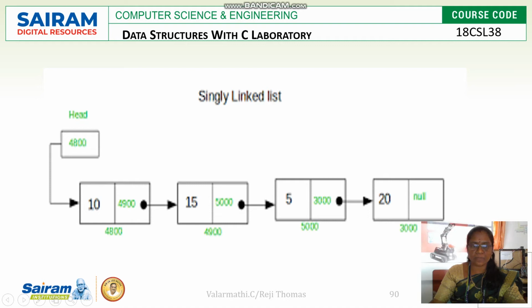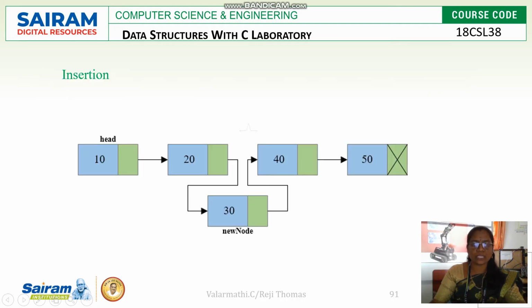This is another example of a singly linked list. Here the head has the address 4800 and the first element 10 is connected with the head. The next element, which is 15, is connected. It is connected through the next part of the previous node. So the next part of the first node holds the address of the next node. Likewise, every node has its link to another node. That's why it is called a linked list. So these are the two basic examples of a singly linked list.